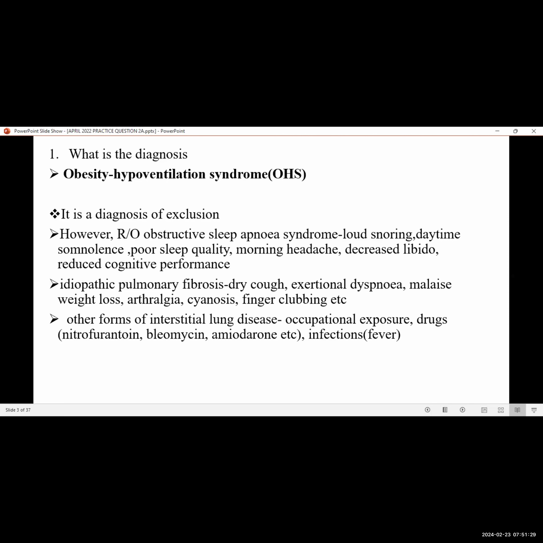I would have loved to ask about history of loud snoring if it was obstructive sleep apnea syndrome, daytime somnolence, poor sleep quality, early morning headache, decreased libido. I also would have loved to rule out idiopathic pulmonary fibrosis, because this patient came with exertional dyspnea and a restrictive pattern of lung function. But in this case the patient has no cough, whereas idiopathic pulmonary fibrosis would come with dry cough, malaise, weight loss, arthritis, and on examination cyanosis, finger clubbing, and other interstitial lung disease. I would have asked about history of occupational exposure, use of drugs, and infection, maybe coming in form of fever. So having excluded these, I think the patient has obesity hypoventilation syndrome.